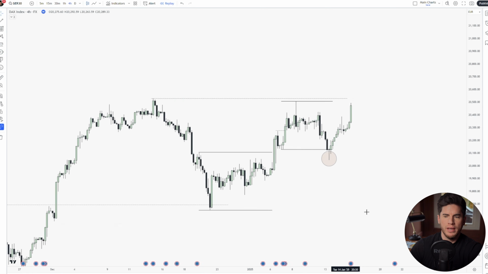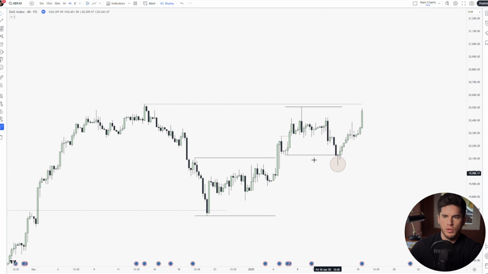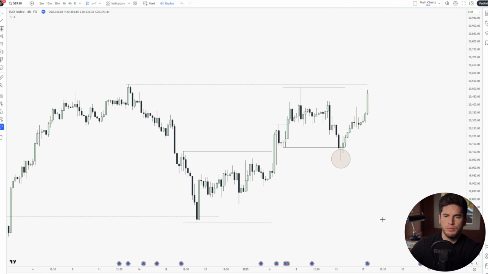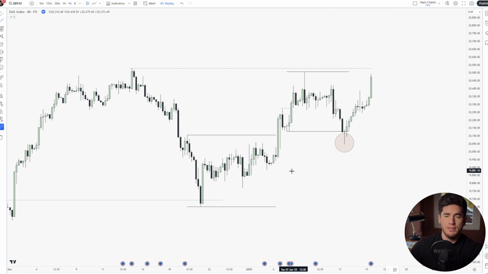Which is one of the reasons why I also didn't take the trade inside of this. I waited for commitment, for price to show its hand and break the highs. But there was some opportunity to take buys at that point for those that were a little bit more risk averse. And also, if we look at the previous range, instead of having external range liquidity, we have internal range liquidity.